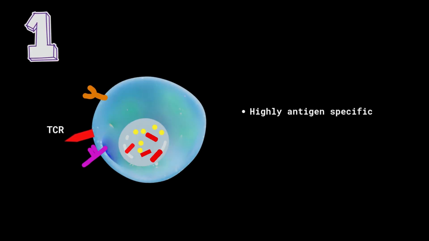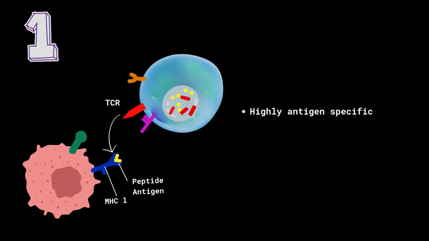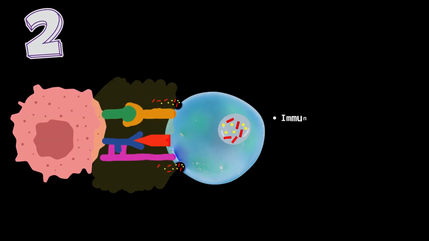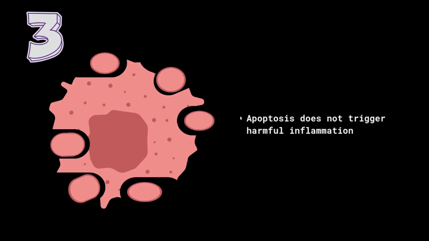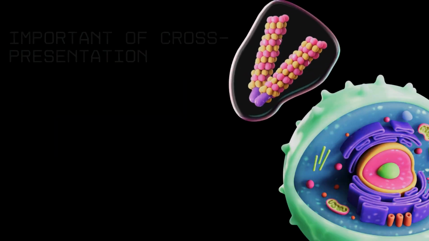The perforin-granzyme-mediated killing serves three main advantages. Cytotoxic T cells are highly antigen-specific and only eliminate the target cell that presents the tumor antigen on its MHC I molecule. The immune synapse formed creates a close contact region that prevents harming nearby cells. Apoptosis does not trigger inflammation like necrosis.